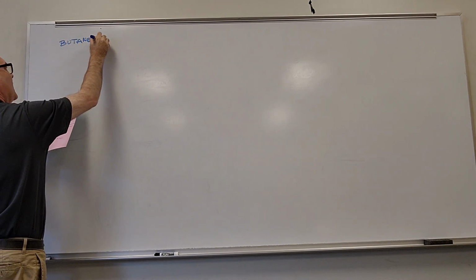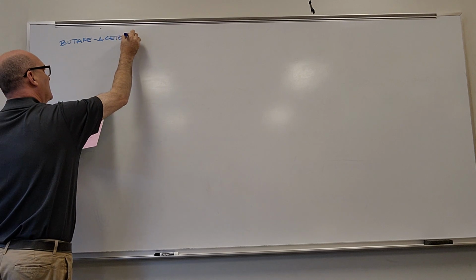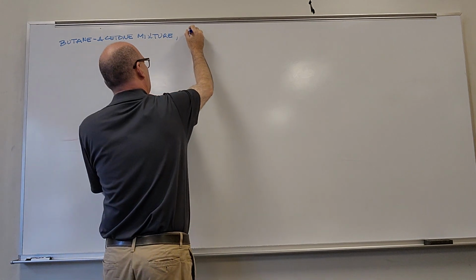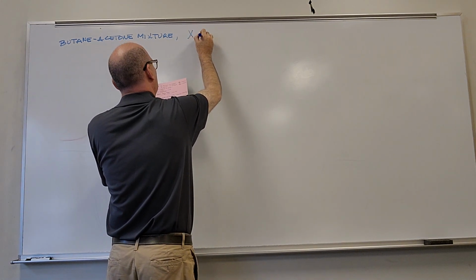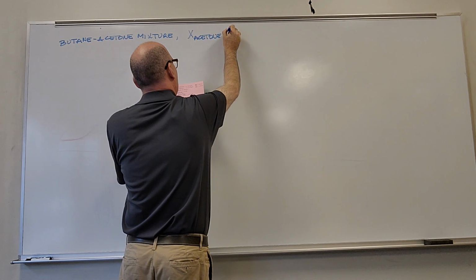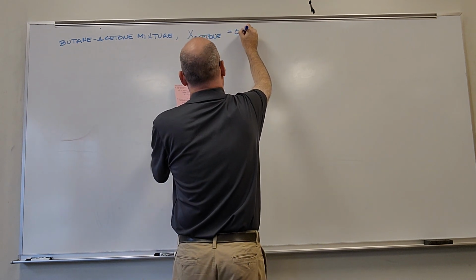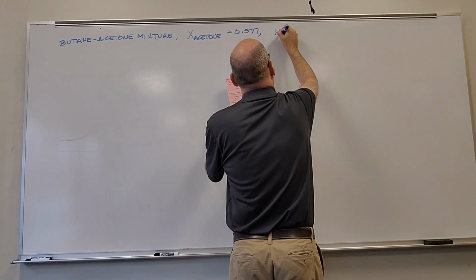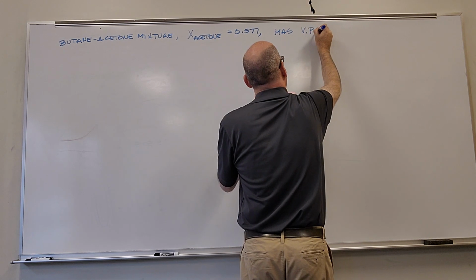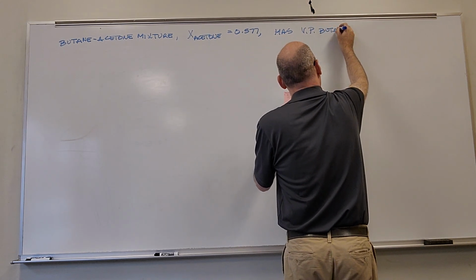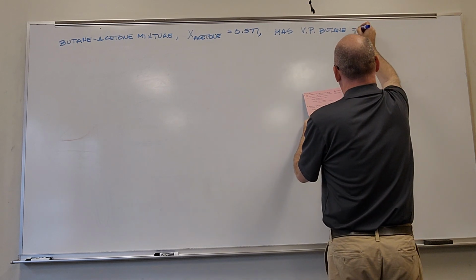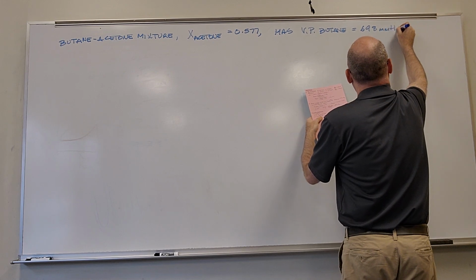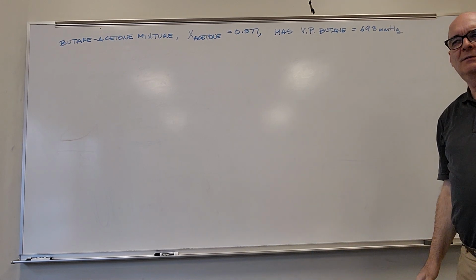In a butane acetone mixture, where the mole fraction of acetone is 0.577, the mixture has a vapor pressure, but the butane that is 698 millimeters of mercury. What was the value of millimeters of mercury for the previous example?